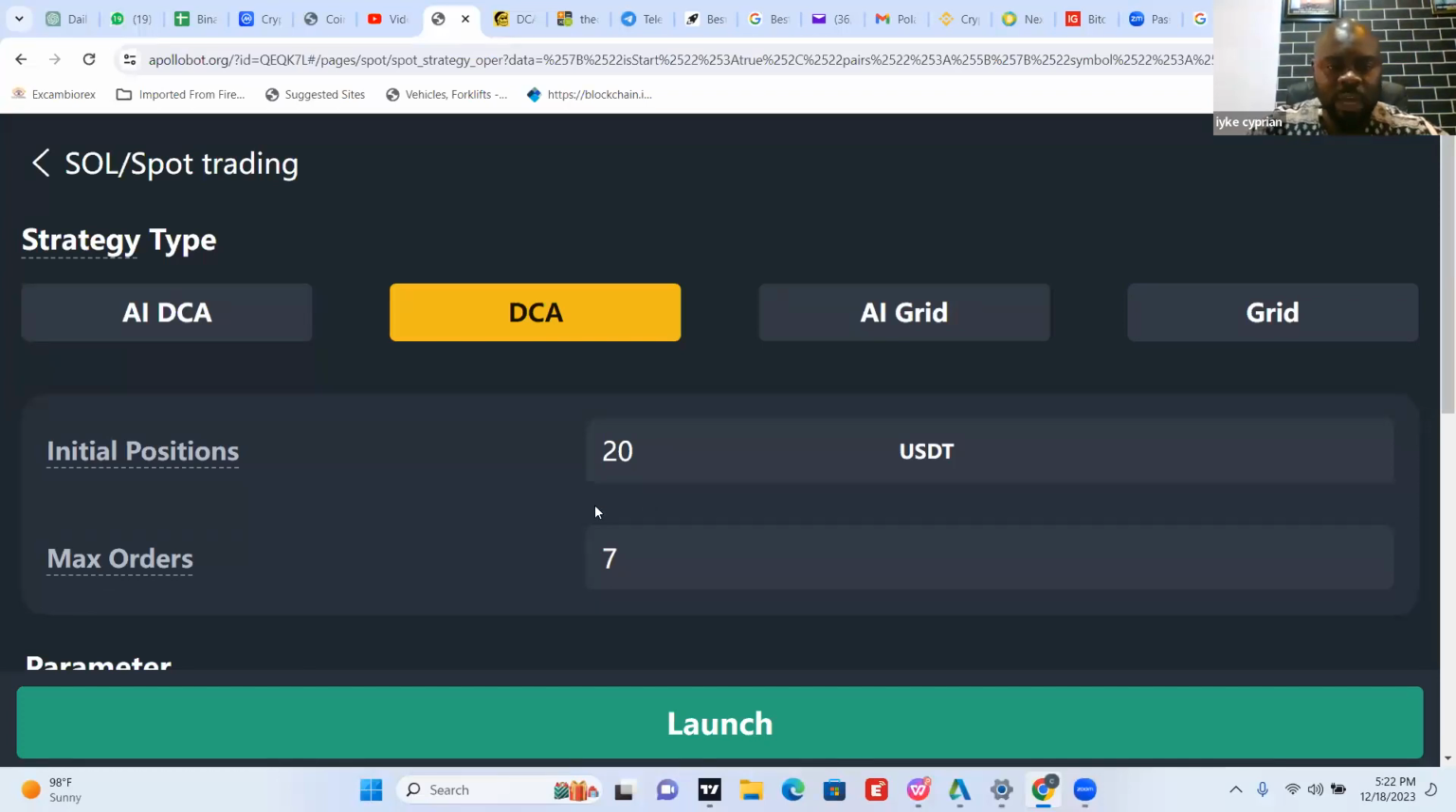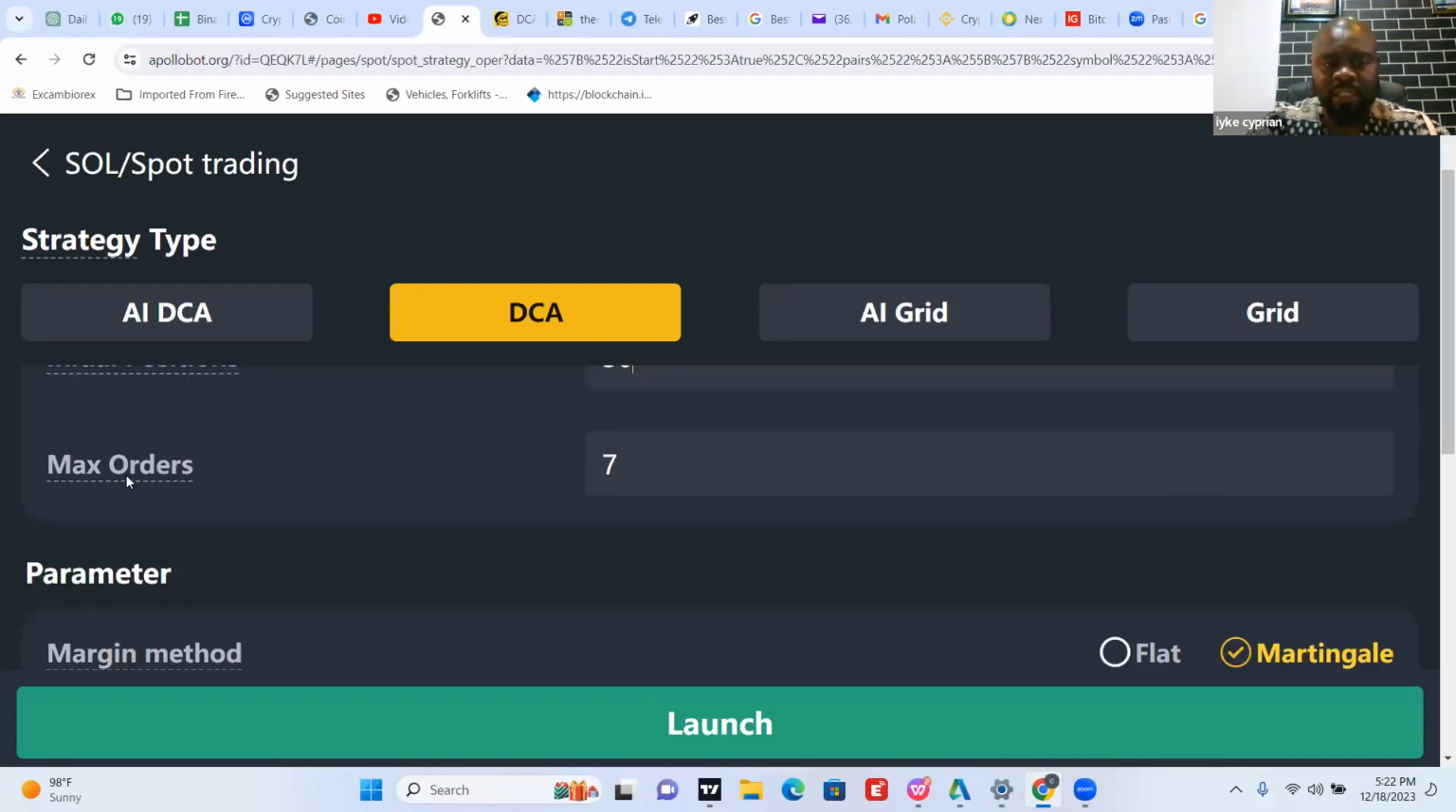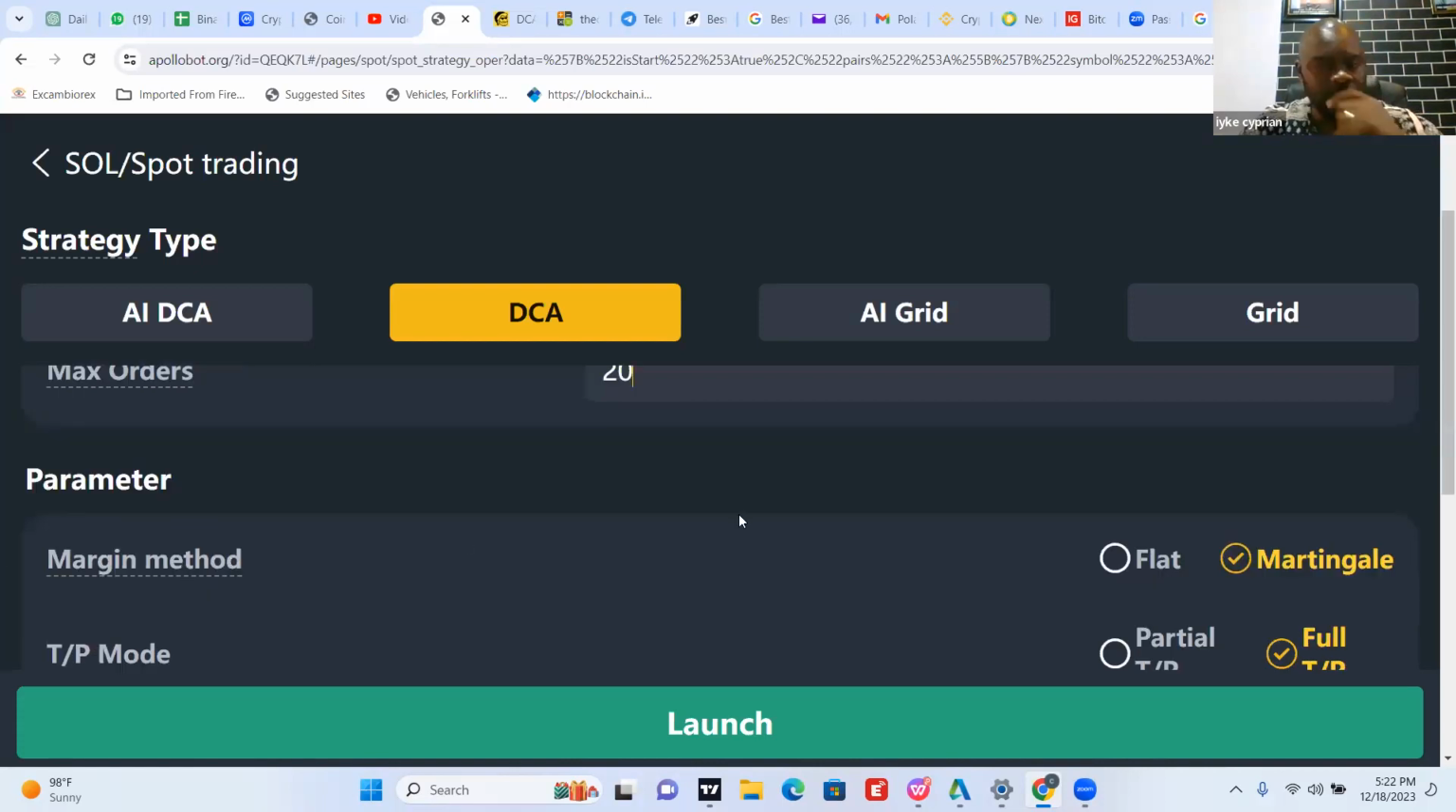Okay, so now what makes it semi-automated? Now I could want to trade Bitcoin. If I want to accumulate Bitcoin for some money, so I could start my BTC with say $30 spot, and I tell the robot, please, my maximum order, I want my maximum order to be 20 on Bitcoin. Then my margin method. Now, margin method is one of the parameters in Apollo where we could choose between the martingale and the flat.